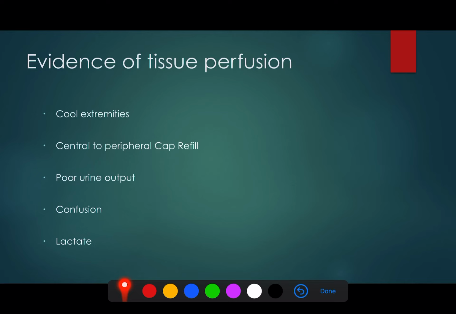Another nice way of trying to assess how much perfusion or flow they have to their peripheries is looking at the difference between the central capillary refill time and their peripheral capillary refill time. Poor urine output is a great indicator if you've got normal intrinsic renal function, because if you've got normal kidneys and you just don't drink anything for a whole day, you know intuitively that you just don't produce as much urine, and the urine that you produce is more concentrated, so the volume decreases.